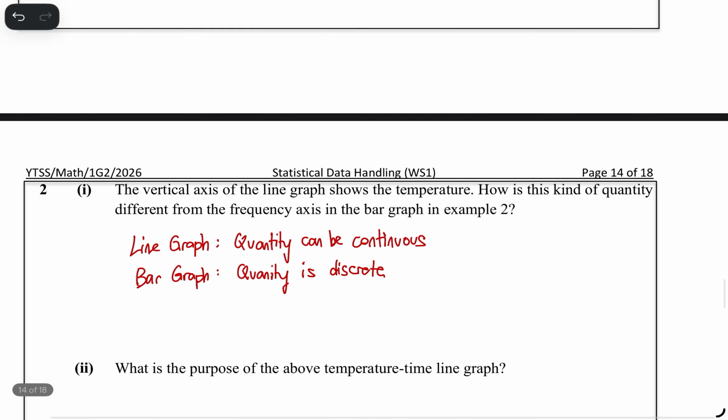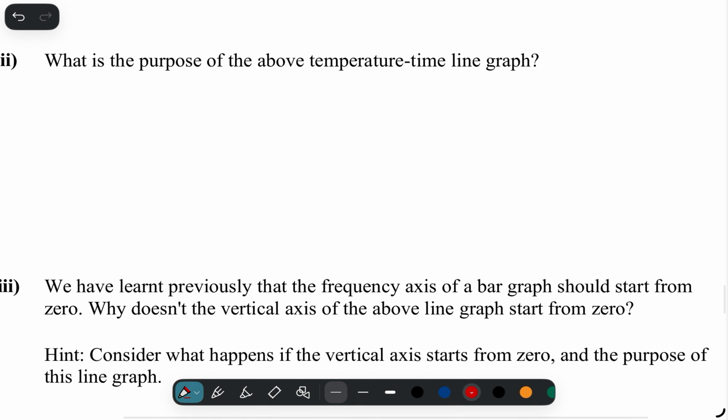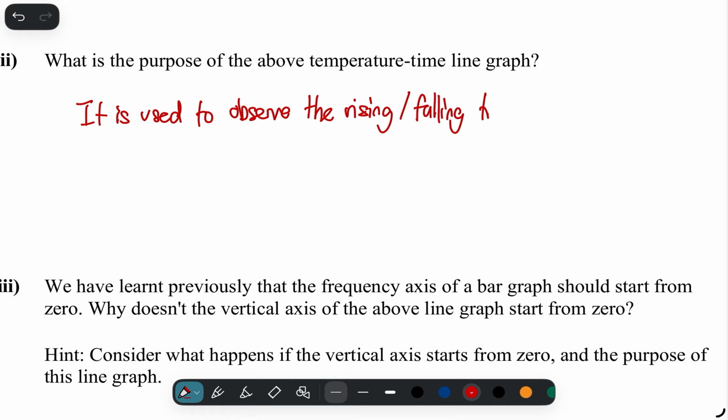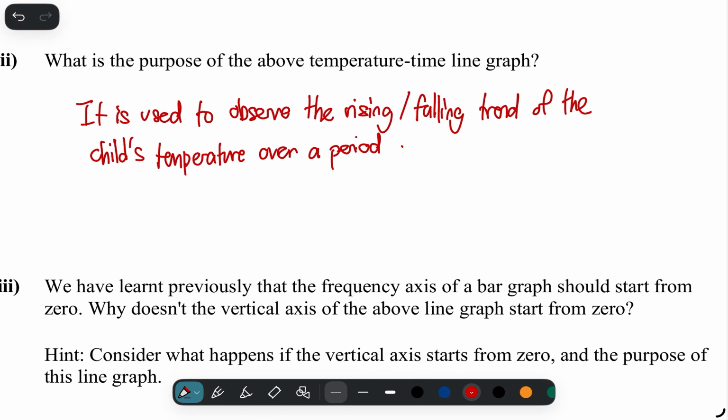So the purpose of using a line graph is that it is used to observe the rising or falling trend or pattern of the child's temperature over a period of time.